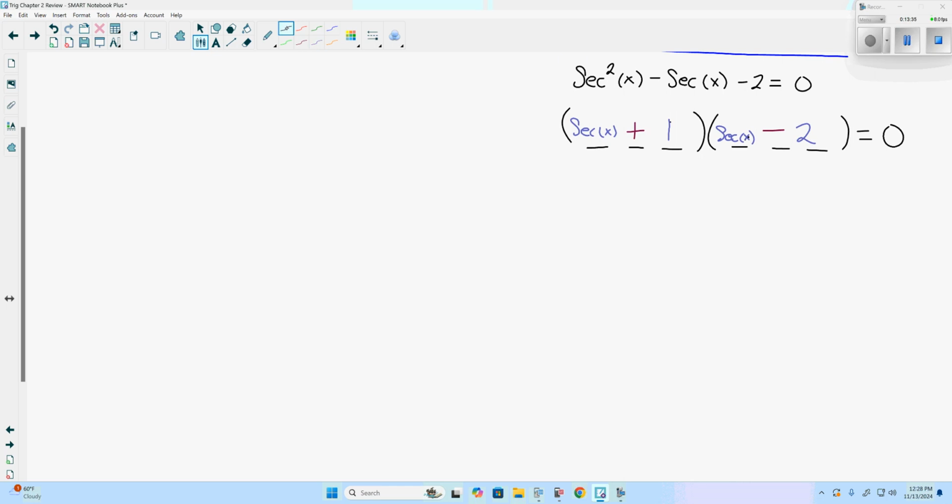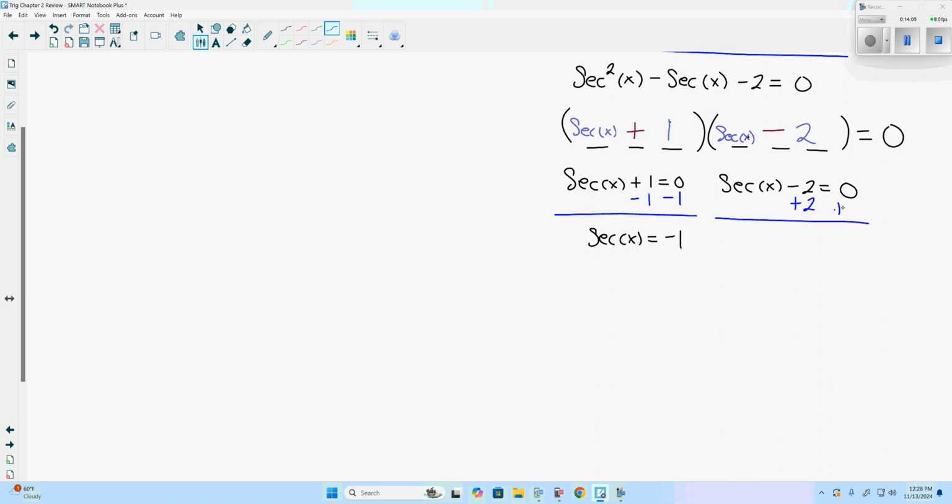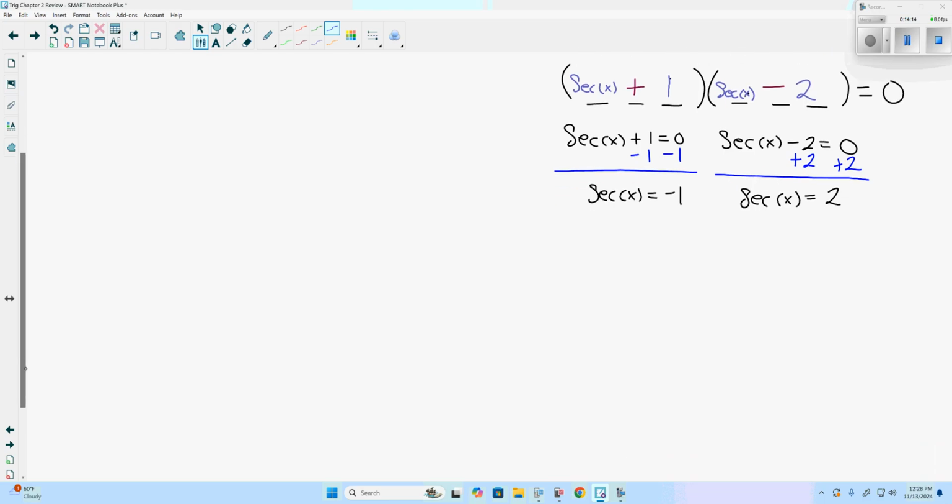Now at this point here, we have 2 or more things multiplied together to equal 0, so one of them has to be 0. So we're saying that either secant of x plus 1 is 0, or secant of x minus 2 is 0. And we're going to solve both of these for secant of x. So we get that secant of x equals negative 1. And here we get that secant of x is equal to 2. Questions on how we got to this point here?